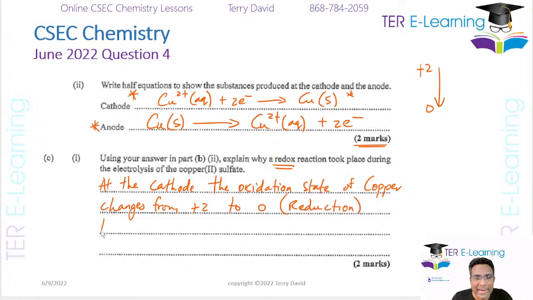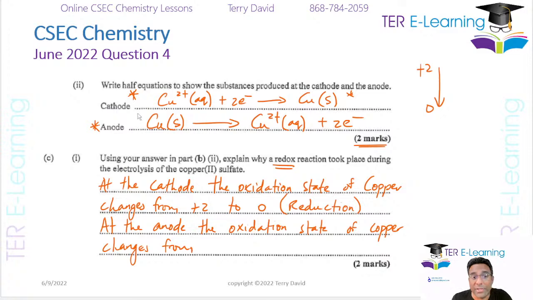right? And at the anode now, the oxidation state of copper changes from, so if you look at the second reaction here, right, you're going from copper solid this time, so you're going from 0 to, on the right hand side we change into Cu2+. So the oxidation number changes to +2. If you are going from 0 to +2, that's an increase in oxidation number, and that's called oxidation. Right? So that's all I want here for that part of the question. That's it.